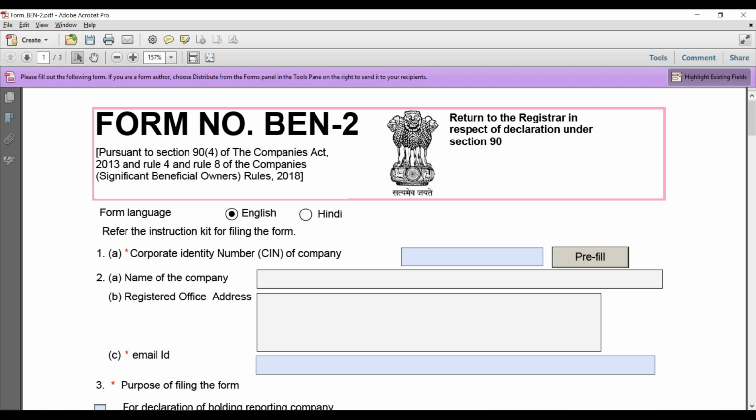Just to file this form, I have given a brief description of what a beneficial owner is, and according to which rules and amendments we have to file this form. So I hope I have cleared all your doubts relating to how you file the beneficial owner form Ben-2.